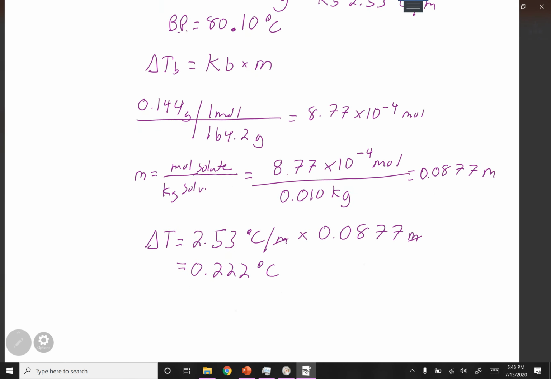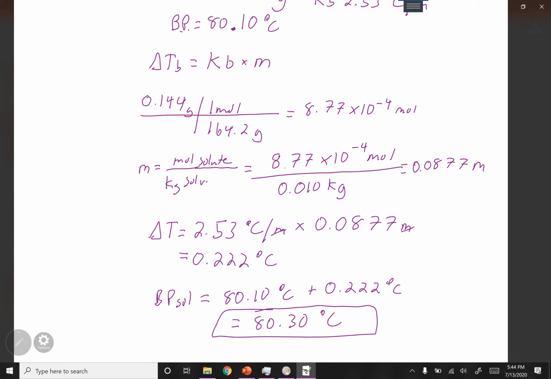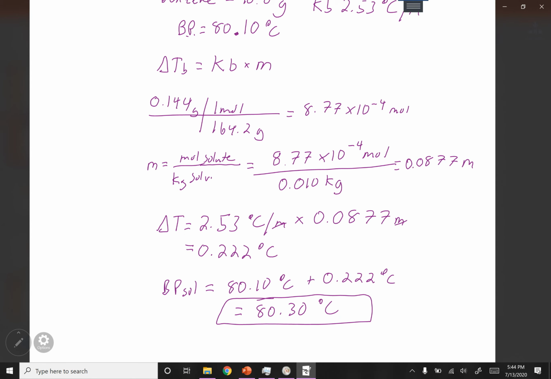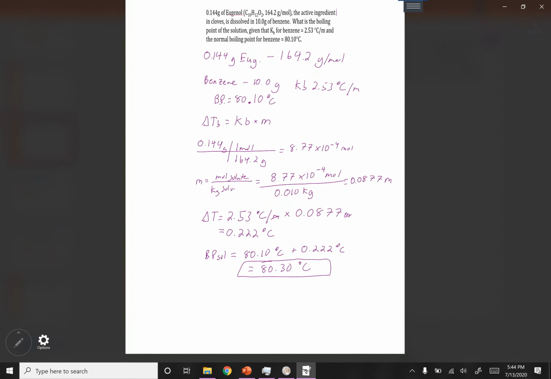Okay, so to calculate my new boiling point, so the boiling point of my solution will be equal to 80.10 degrees C plus, since we're going up, 0.222, so we end up with a new boiling point of 80.30 degrees C, and that would be my final answer. Okay. So there's your full solution.